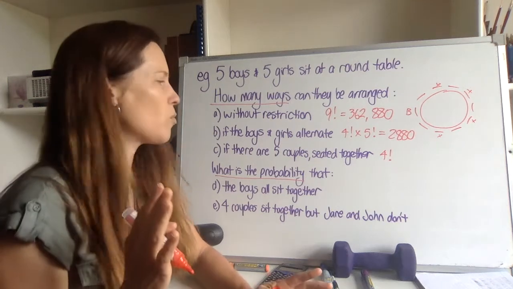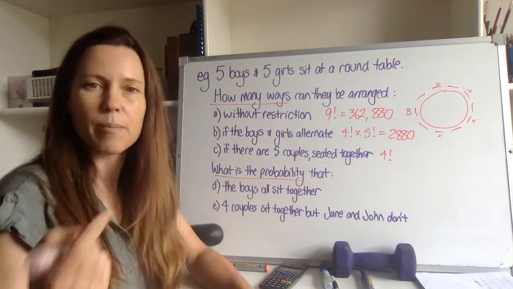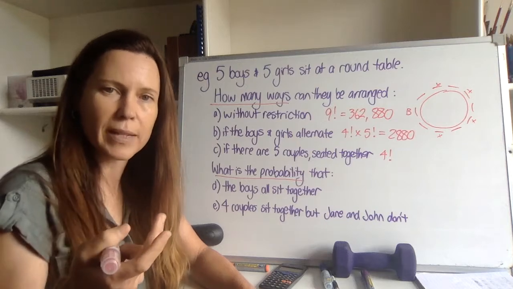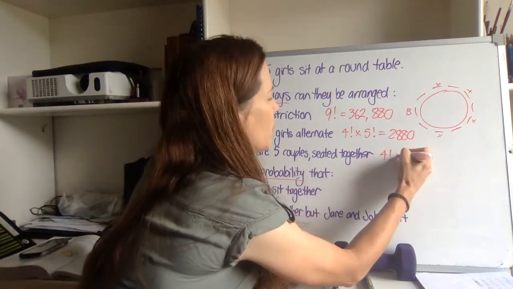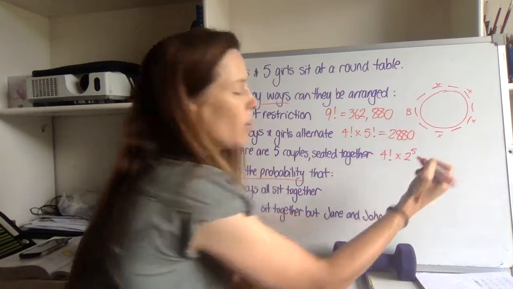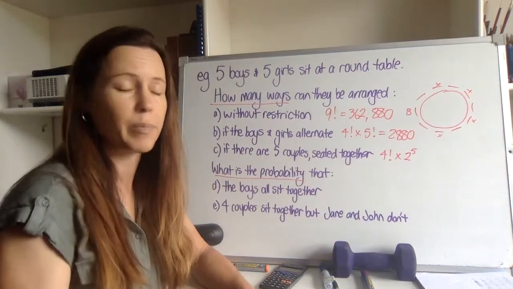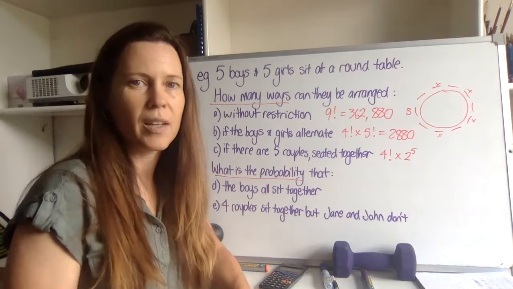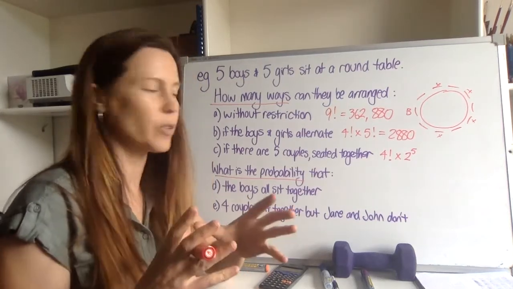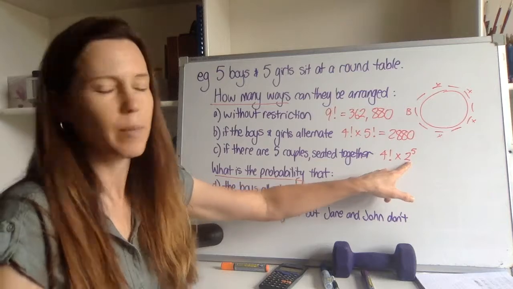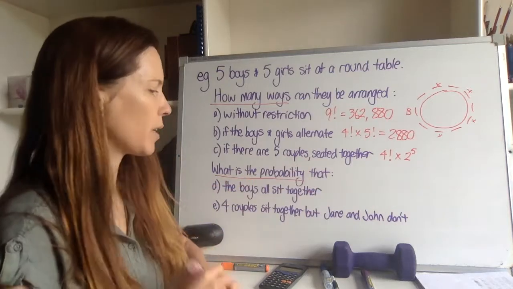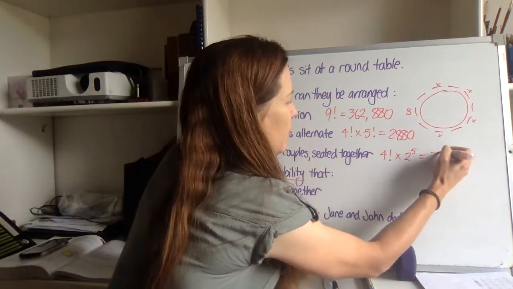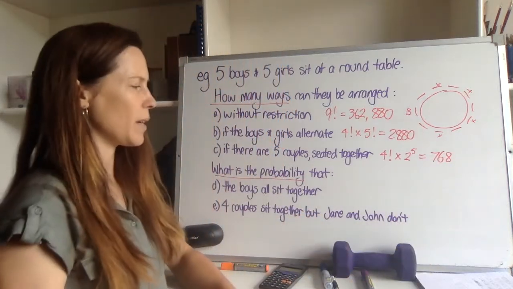So for every single one of those 5 couples, we need to multiply by 2, because there's 2 ways they can sit down. So we need to multiply by 2 to the power of not 4, but 5, because even that first couple that sat down can do it in 2 ways. So the strategy in that one is arrange the groups and then multiply by the number of ways that each group can be arranged. And there we get 768 different ways.